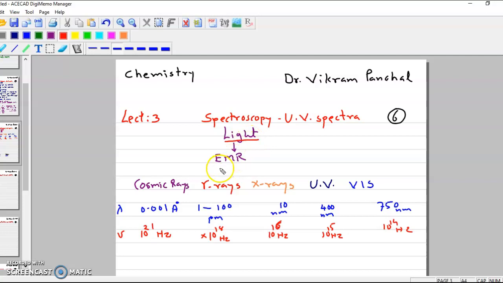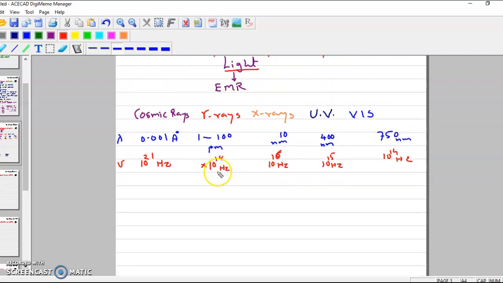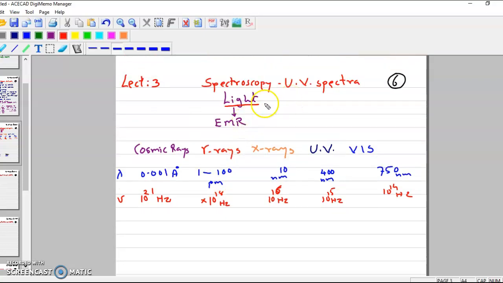What is light? Light is EMR, electromagnetic radiation, and these are different fractions of cosmic EMR. Light functions according to Einstein's formula E = hν and E = hc/λ. If you go from cosmic to radio waves, the wavelength increases, so energy decreases according to this formula, and frequency also decreases. If energy decreases, frequency decreases.